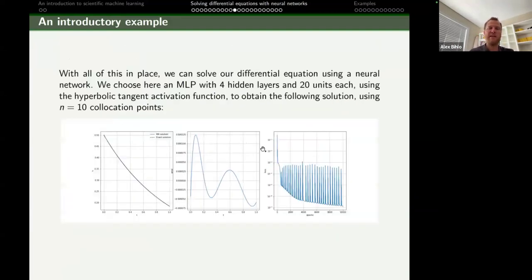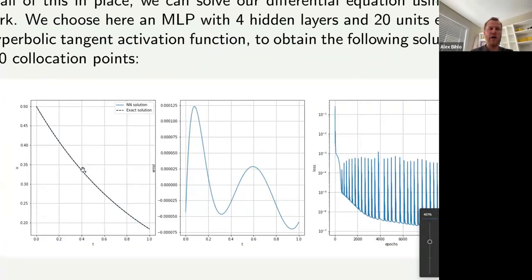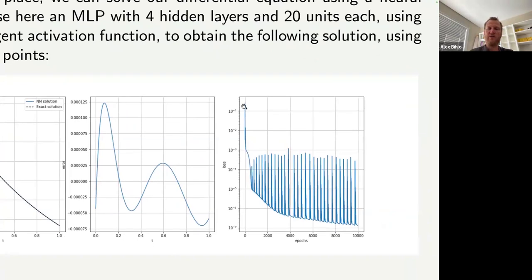I mean, this looks kind of nice, right? This is basically just to show you how, as you train a neural network, you get the neural network solution and the exact solution for our initial condition. That looks great. This is your error. It's not too bad, 10 to the negative 4. And this is your loss function, the physics-informed loss. It goes down and saturates somewhere at a loss value of 10 to the negative 7.